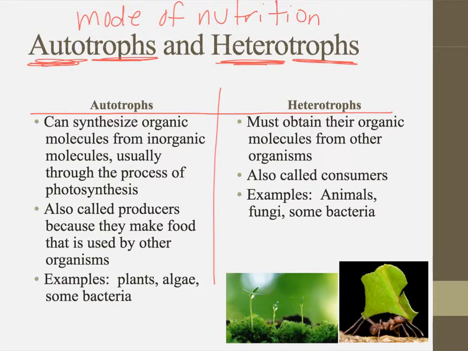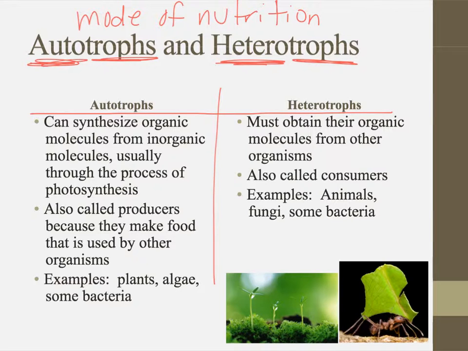Okay. Now, they're also called producers because they make food that is used by other organisms. And these are things like plants, algae, and some bacteria. So they take inorganic molecules like the carbon dioxide in the air and water, and through the process of photosynthesis, turn that into organic molecules like glucose. That's super different than heterotrophs.